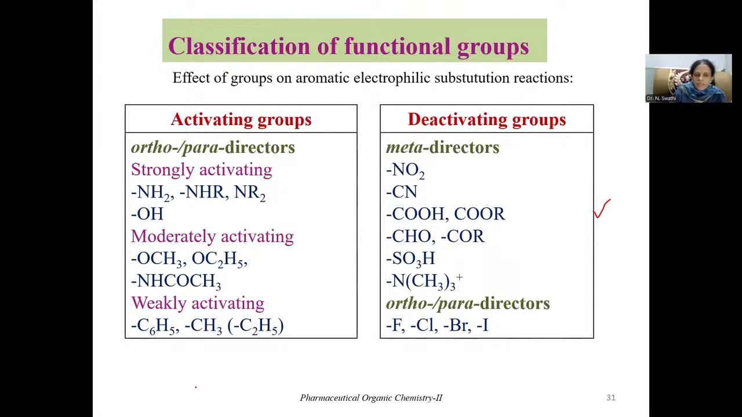Sometimes they may ask only to write about ortho-para directors. Sometimes they may ask to write about meta directors, or what are activating groups, give examples. In that case also you will give this particular category of the compounds.